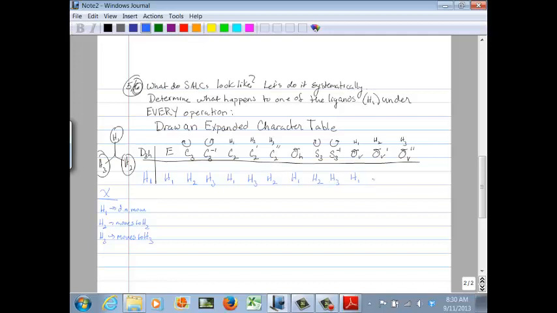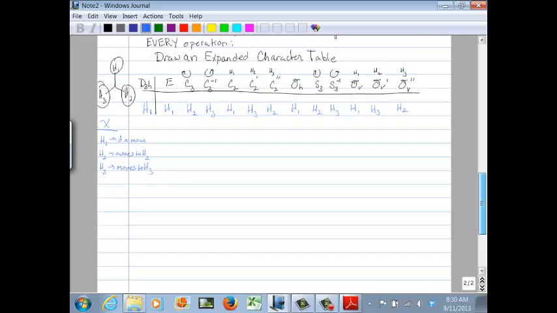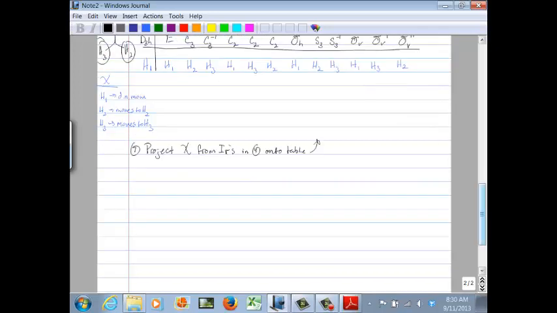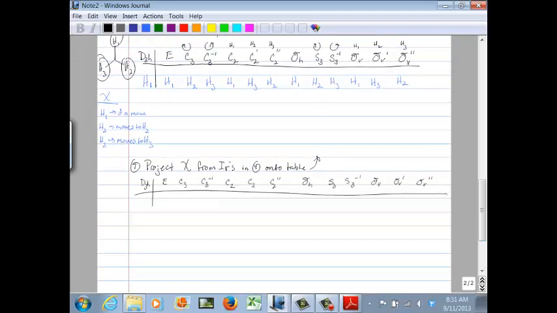H2. Sorry, sigma V in the H2. Yep. And sigma V in the H3 bond, H2. Okay, so we've taken care of step 6. Now, step 7 was to project the irreducible representation characters from step 4, so the 2 irreducible representations that we found, onto this table that we just made. So I'm going to write out my character table again.